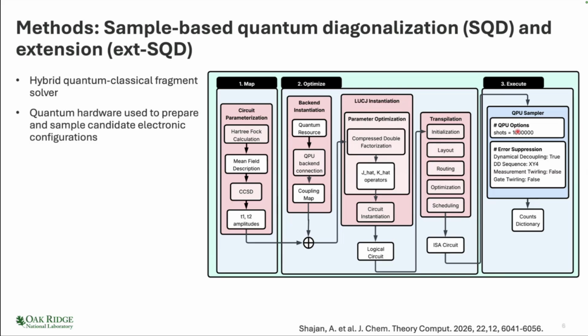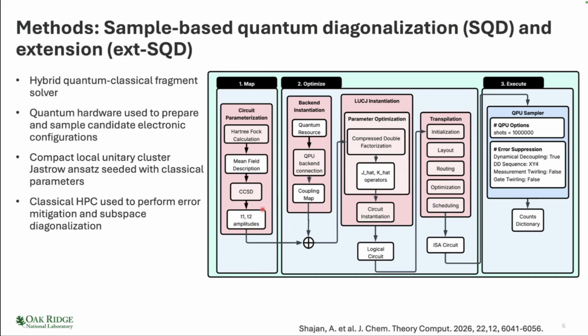So we'll use, like I said, the quantum hardware to prepare and sample candidate electronic configurations. That's done using an ansatz. The ansatz that is being prepared here is this local unitary cluster Jastrow ansatz, which you can seed with a relatively cheap coupled cluster calculation on the fragment itself. What that's going to do is prevent a lot of costly optimization of parameters on the quantum hardware itself.